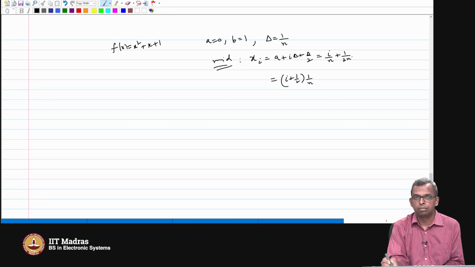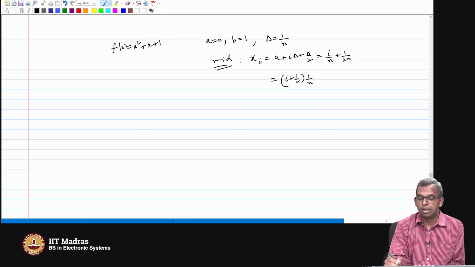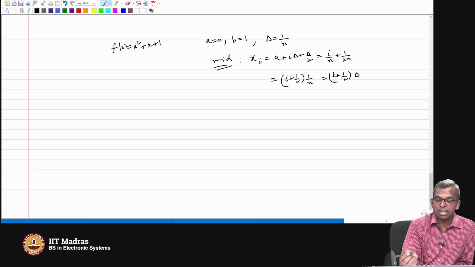Got that? (i plus 1 by 2) times 1 by n. You can also keep it as (i plus 1 by 2) into delta if you like. So this is important: find xi in terms of i. This is an important step. Once you do that, everything is very easy.